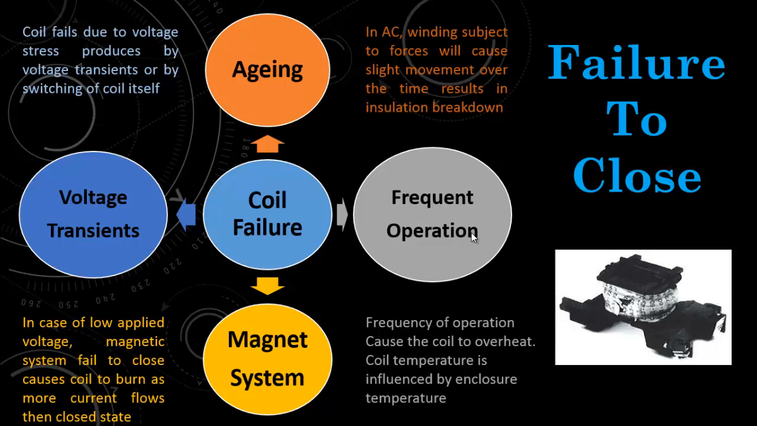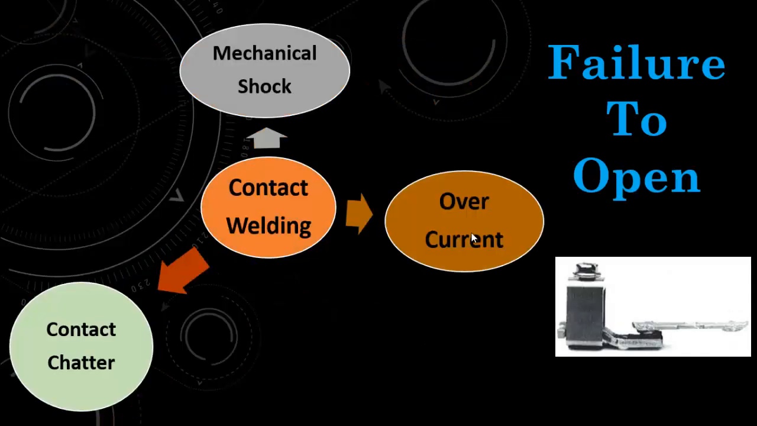Now let us have a look at the reasons why the contactor fails to open. The main reason for this is contact welding. So what does contact welding mean? It means that the incoming contact of the contactor melts, and it will then weld with the outgoing contact, due to which the magnetic system fails to open the contacts, and this is called contact welding.